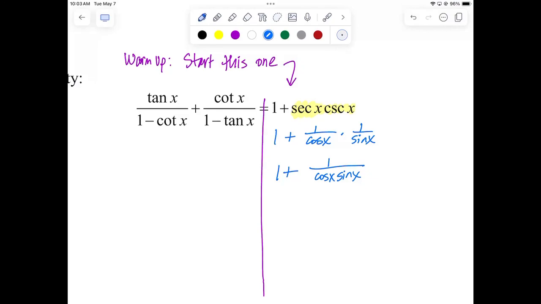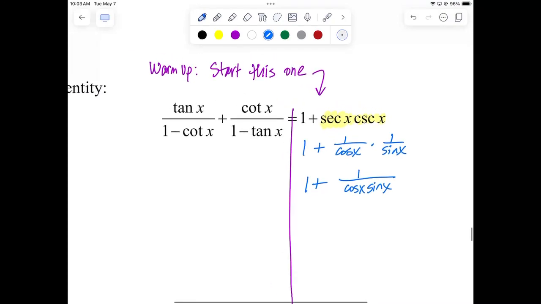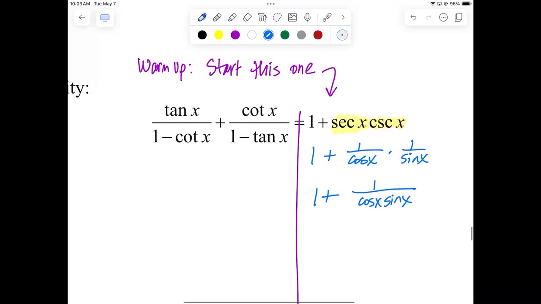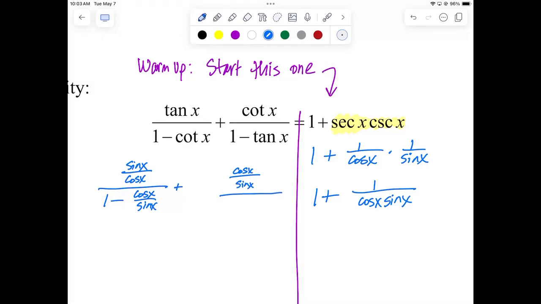But now, here's your next line of thought. Since the right side is in terms of sine and cosine, wouldn't it be helpful to put the left in terms of sine and cosine? So now we're just comparing apples and oranges to each other instead of all the fruits, right? So let's try it. Let's now put the left side in terms of sine and cosine and see what happens. So we're going to have sine of x over cosine of x all over 1 minus cotangent, which is cosine x over sine of x. Plus, leave a little space in front. We're going to have cosine of x all over sine of x all over 1 minus sine of x over cosine of x.